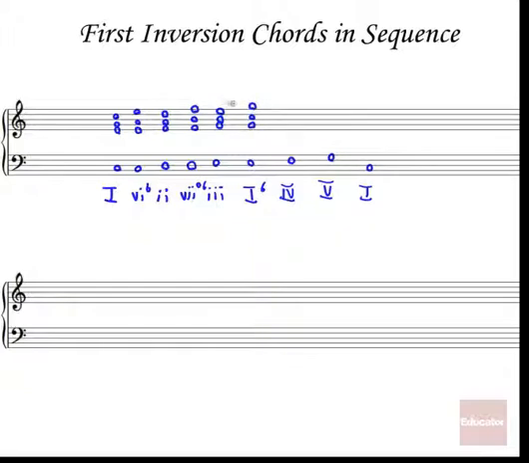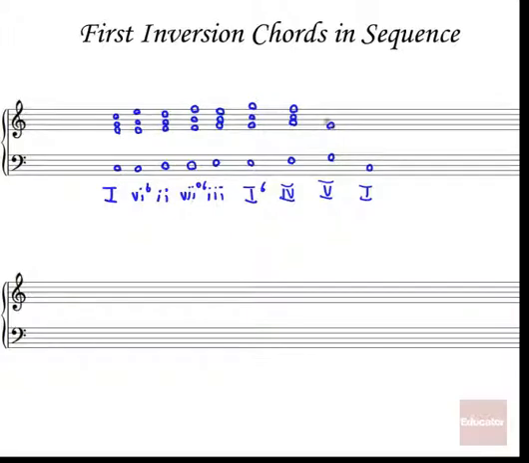G, C, G, and then G moves up to A, C stays on C, and G down to F. And now we're back in this familiar territory, so we just need contrary motion again between 4 and 5.